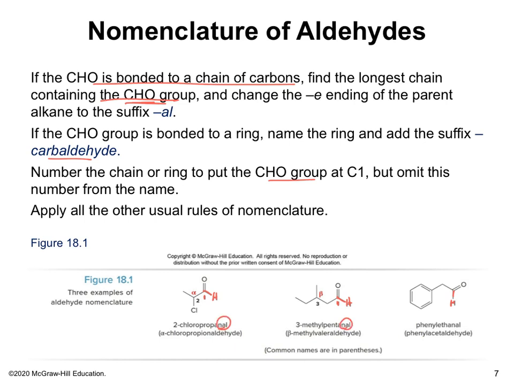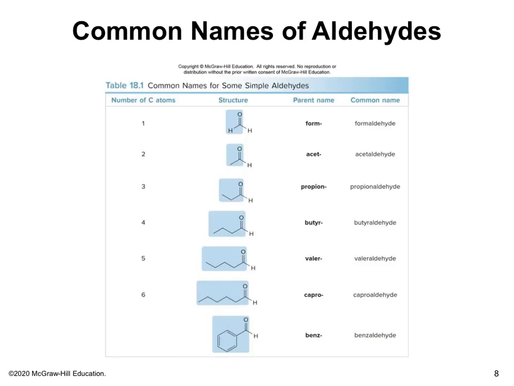So here we have 1, 2, 3, 4, 5. So that would be pentane, but we're going to drop the E and add al, so pentanal. And then we have this 3-methyl substituent. You don't have to give a number for the aldehyde because everybody knows that it has to be at number 1. These are also common names if you need to look them up. I'll usually talk about formaldehyde or acetaldehyde. You might hear me use those two.